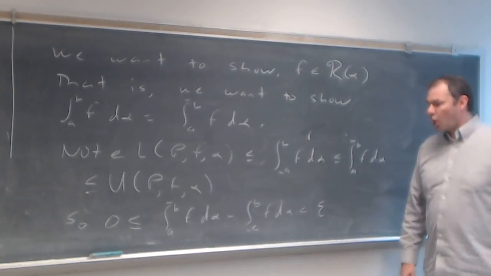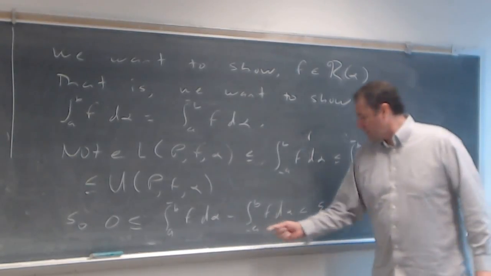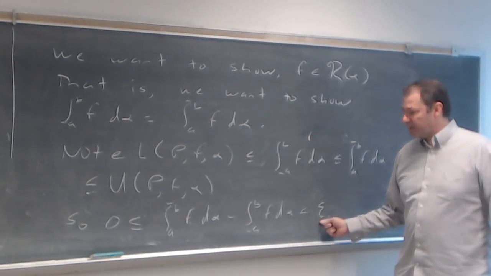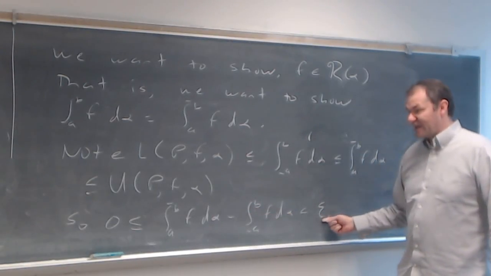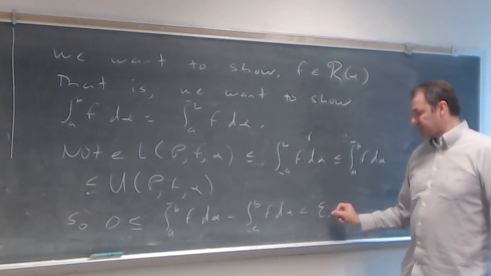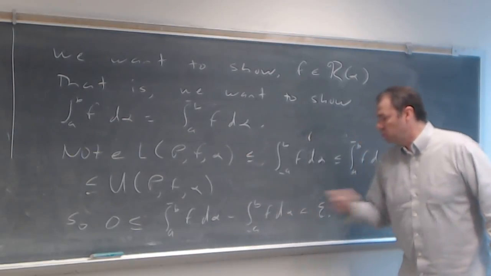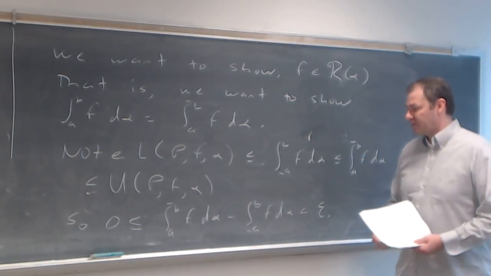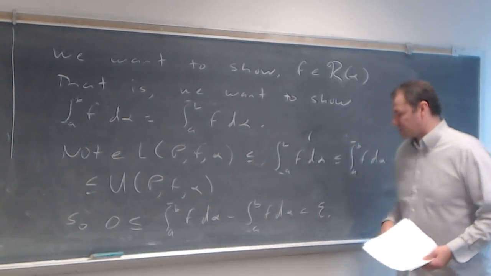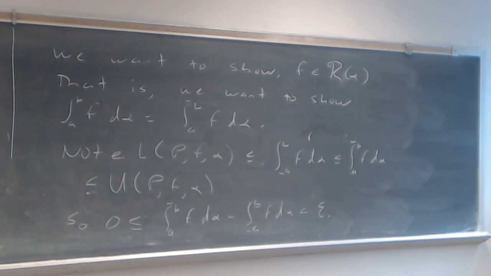And epsilon was arbitrary. What I'm saying is that no matter what positive number you give me, this difference is going to be less than that, but yet bigger than or equal to 0. And there's a fact that says if that's the case for every epsilon, that means these two quantities have to be the same, or this subtraction has to be 0. So let me write that up.